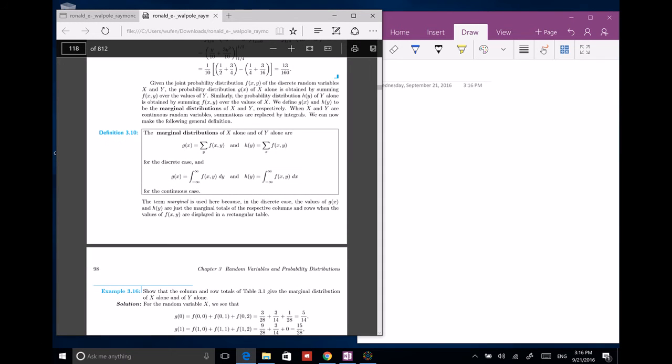And the marginal distribution is for x alone and for y alone. For x alone, you have to take all the y together. For y alone, the marginal distribution, you have to put all the x together. For that, you have to take the antiderivative for x.